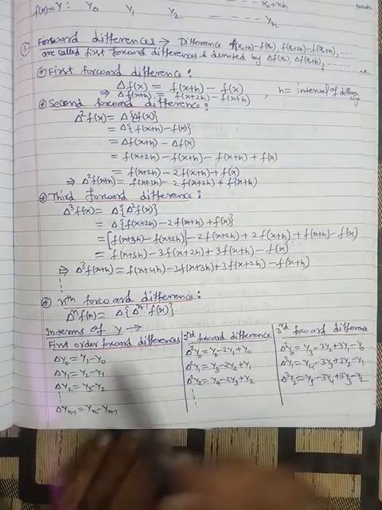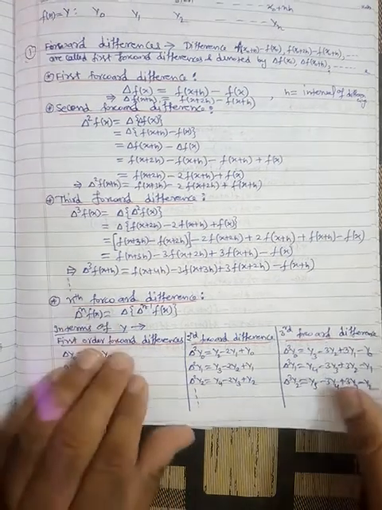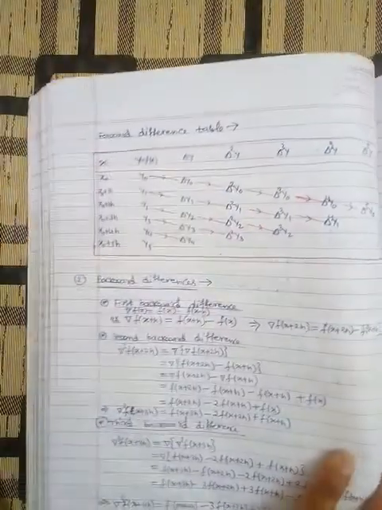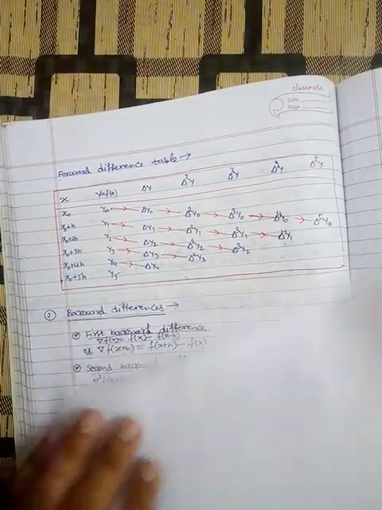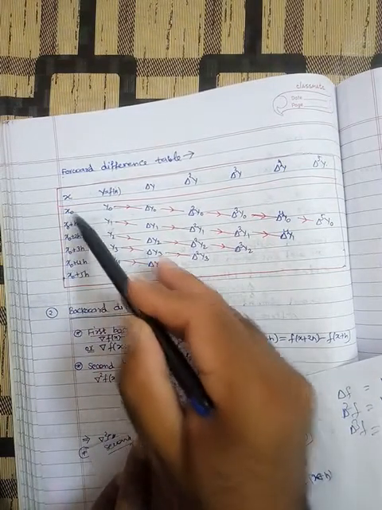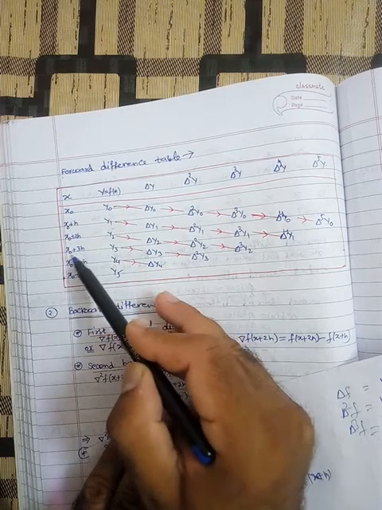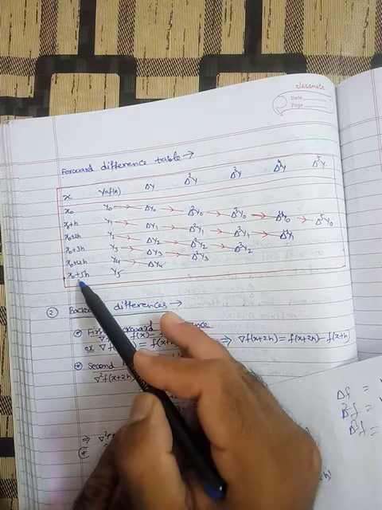So if you construct the table, here is the table. Table is shown here, the forward difference table. Here we have taken 6 data points. The values are x0, x0 plus h, x0 plus 2h, x0 plus 3h, x0 plus 4h, x0 plus 5h. These are the values of x.